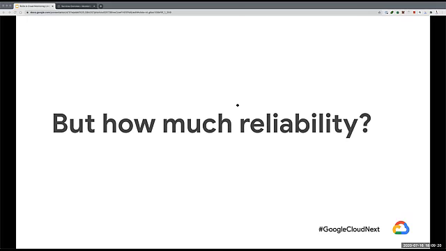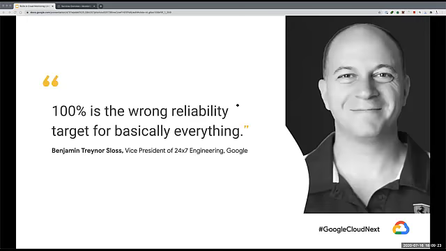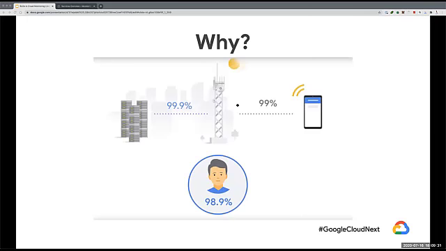But how much reliability do you really need? Well, by now you probably have heard this, right? 100% is just about always the wrong reliability target. But why is that? Well, there's a couple of reasons for that. The first one is just from a practical standpoint, right? Your services can be as reliable as they could possibly be. But by and large, your users aren't going to be consuming your services over perfectly reliable connections. And so in a way, any investment in reliability above and beyond what your users will actually perceive, or what will actually improve their experience and their happiness, is basically wasted.